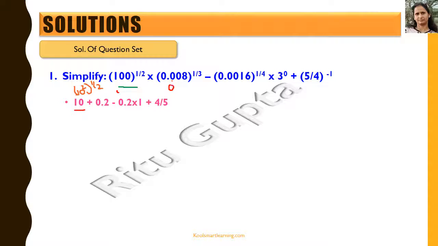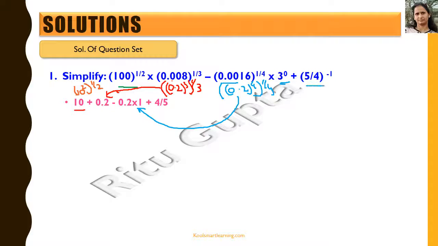The second one becomes 0.2 raised to power 3 and whole raised to the power 1 by 3. So again, using the law of exponent, this becomes 0.2. The third expression is 0.0016, which is nothing but 0.2 raised to power 4, and this raised to the power 1 by 4 is again 0.2. So 0.2 into 1 is what we put over here. Into 1, why? Because 3 raised to power 0 is 1.